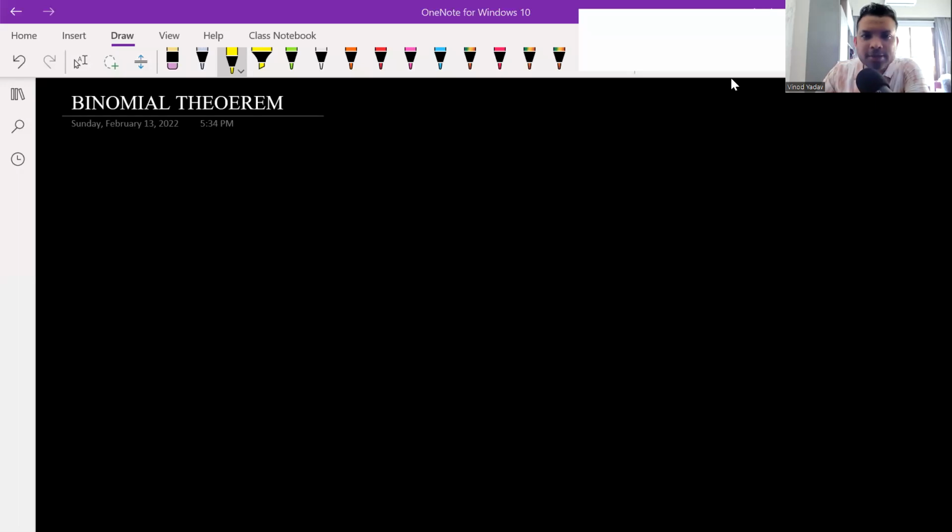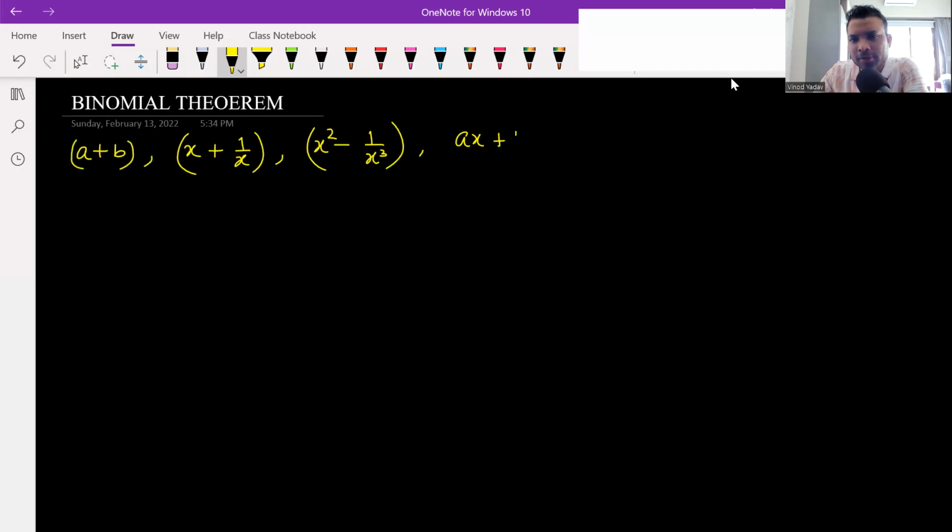See, the easiest way of writing two terms is nothing but a plus b or a minus b, right? Terms like this, or maybe terms like x plus 1 by x. These are all binomials. x square minus 1 upon x cube, binomial. ax plus by, binomial, two terms. xy plus yz, binomial, and so on.